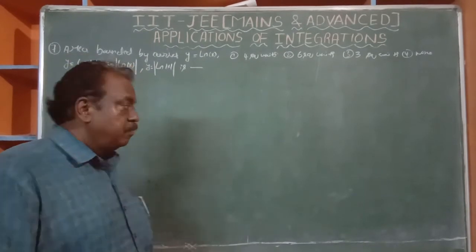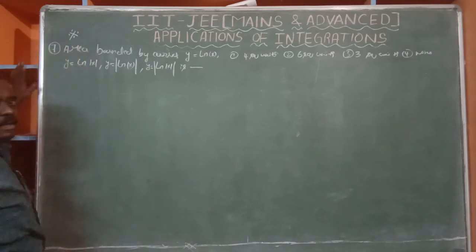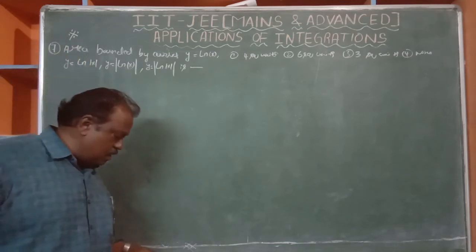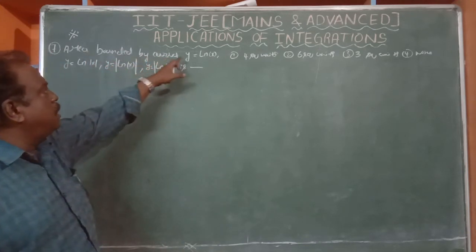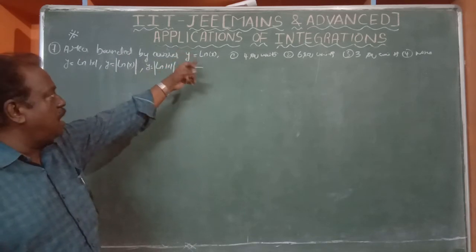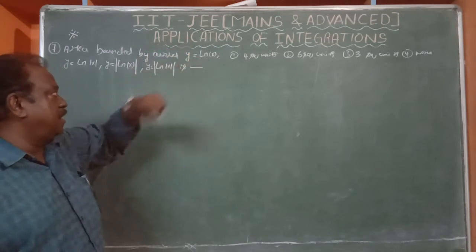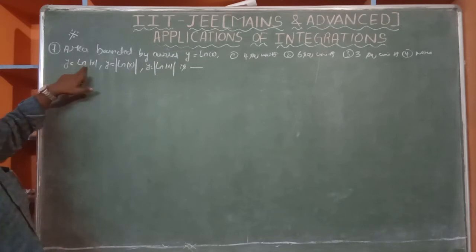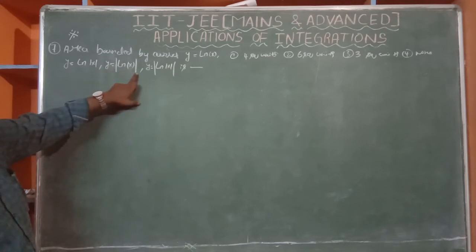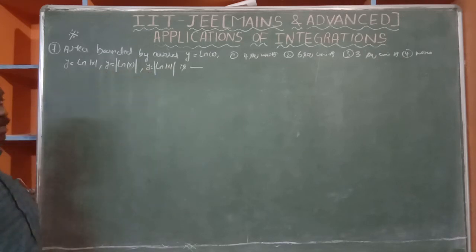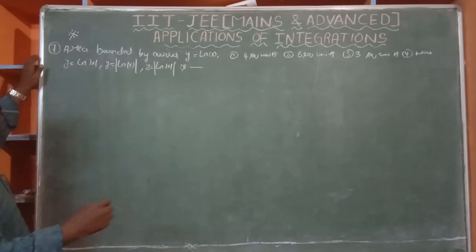The seventh one is an important type of question, already asked in the Mains and Advanced rounds. The area bounded by the curves y is equal to ln x. ln means log x with base e. Here also y is equal to log mod x, y is equal to log x with modulus. A very good concept. So much of concept is there. Try to understand.